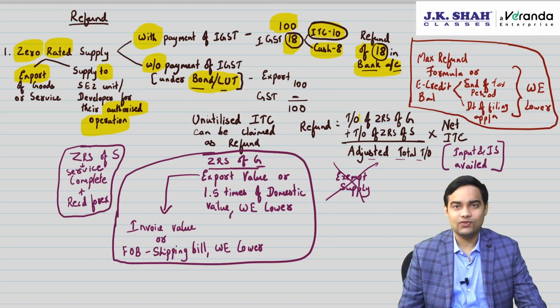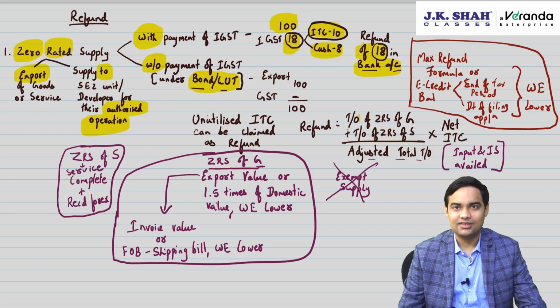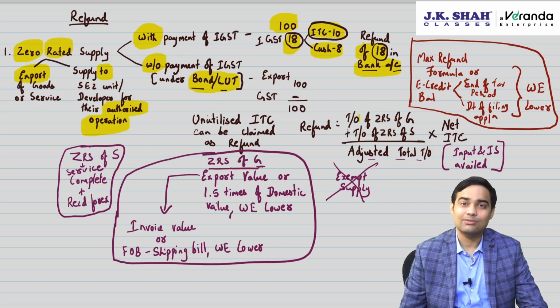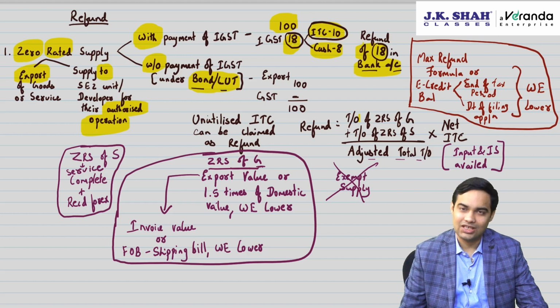It is very useful when a person is starting business, because when he is starting business, he would have done a lot of purchases of capital goods, and on capital goods obviously he would have paid GST. Now that GST is not eligible for refund under export without payment, that is under bond or LUT. So to convert that into cash, one method which can be very well used is export with payment of IGST.